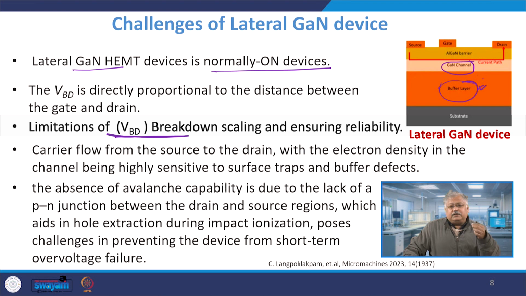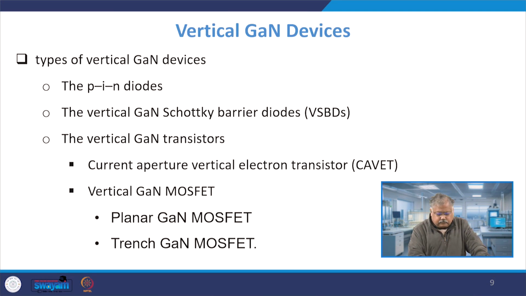So if you give a voltage, the breakdown will occur at a much lower voltage because you don't have the depletion region effectively available on the source and drain side. Since there is an absence of a p-n junction, you are able to break down at a much lower voltage, and that's the problem area of a lateral gallium nitride based device.